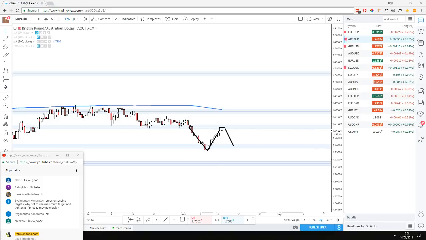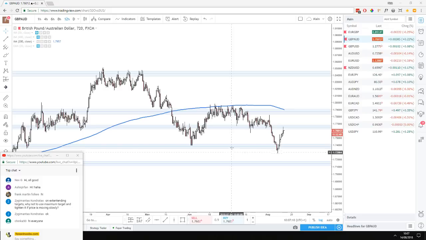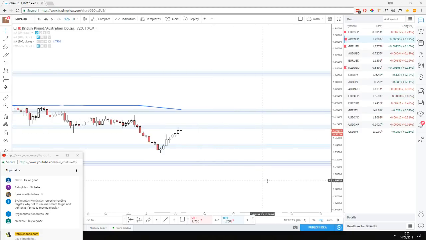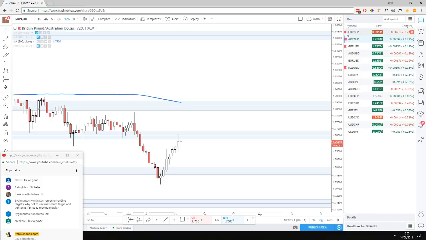The resistance area is pretty decent. Not the strongest resistance area, but it's pretty decent. So yeah, let's see how this one goes. I'll be looking for some indecision to form on this resistance area. This trade definitely has potential.